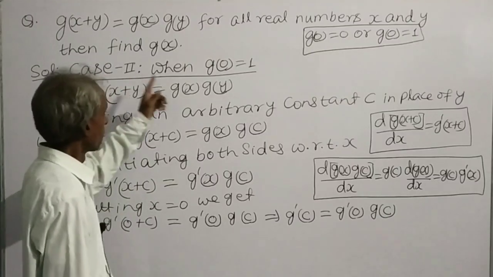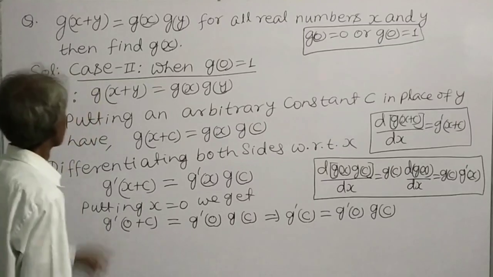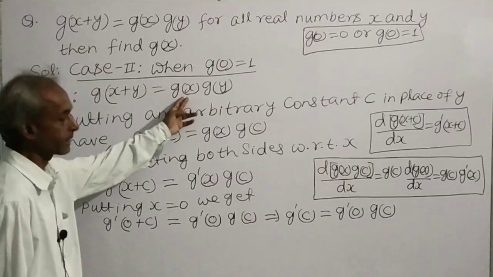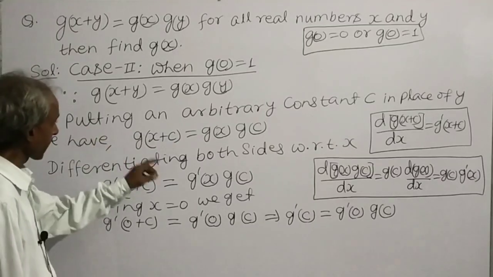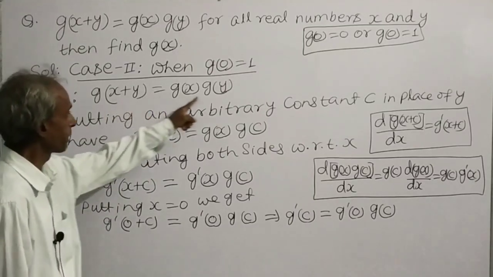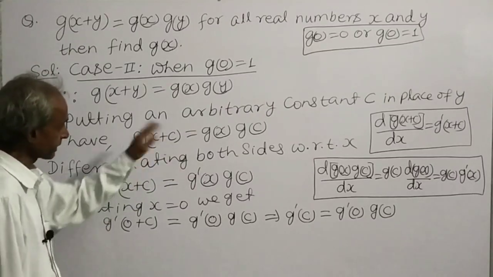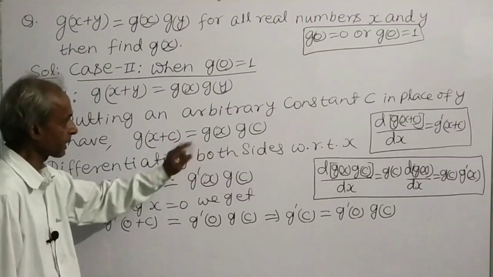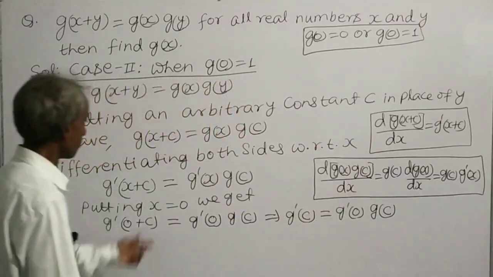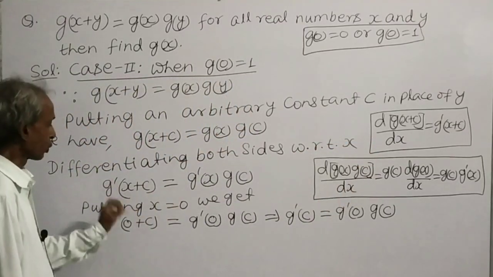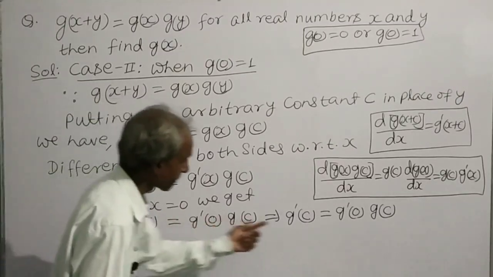Case 2, when g(0) is equal to 1, then since g(x + y) is equal to g(x) times g(y), putting an arbitrary constant c in place of y, we get this. Differentiating both sides with respect to x by using this and this, we get this. Putting x is equal to 0, we get this. That means this.